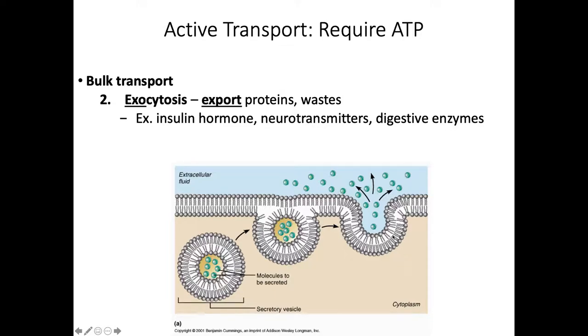Neurotransmitter, this could be a nerve cell where it has neurotransmitter proteins inside the secretory vesicle to be released by exocytosis. Another good example is digestive enzymes, where this can be a stomach cell. And then inside the vesicle are digestive enzymes that need to be released into the actual stomach to meet with the food, to break down the food that you just ate.